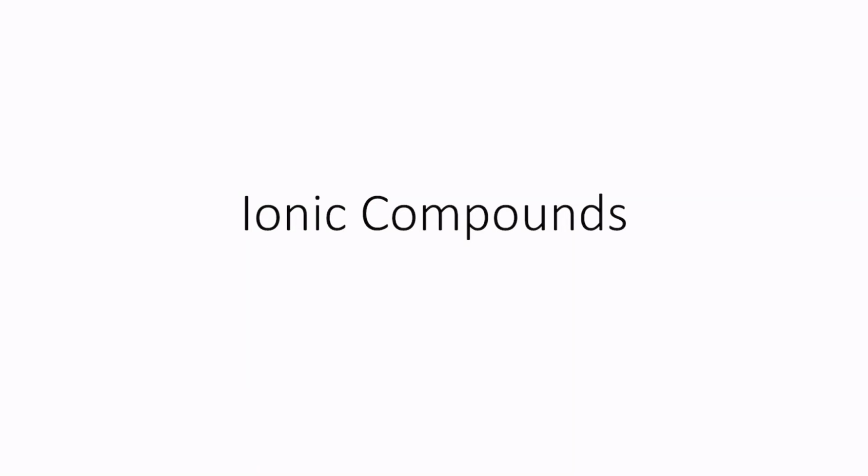In this video, we are going to discuss ionic compounds. Now, ionic compounds are made of ions, and ions are charged atoms. They become charged by gaining or losing electrons.